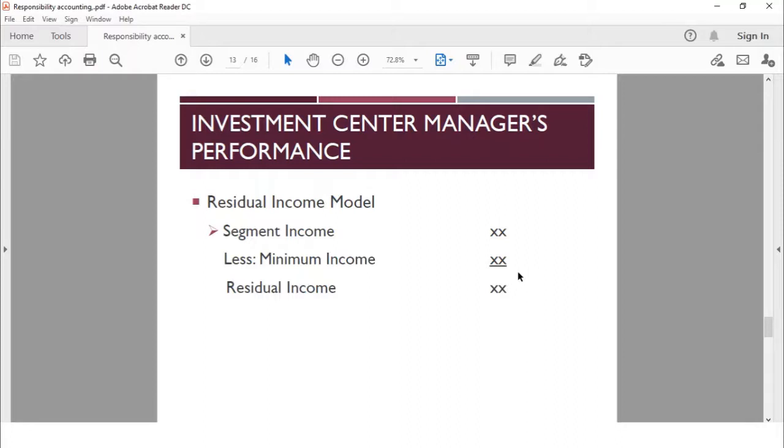Now, if negative, of course, it is unfavorable. Now, residual income is considered superior to the ROI because it is determined in absolute peso amount, not in rate. So again, the difference with residual income is that it takes into consideration your minimum income. ROI stops at your segment income. ROI stops only at your segment income or segment profit, right? Residual income takes into consideration your minimum income.